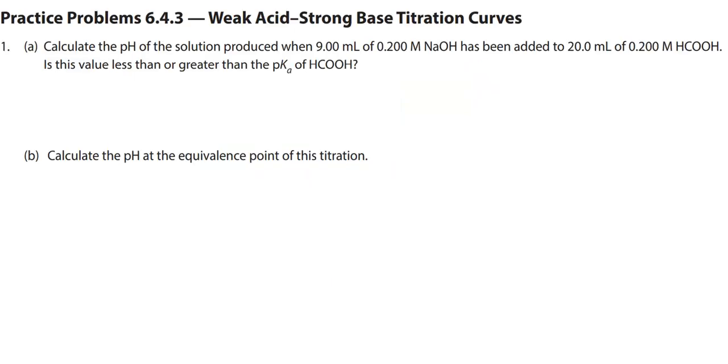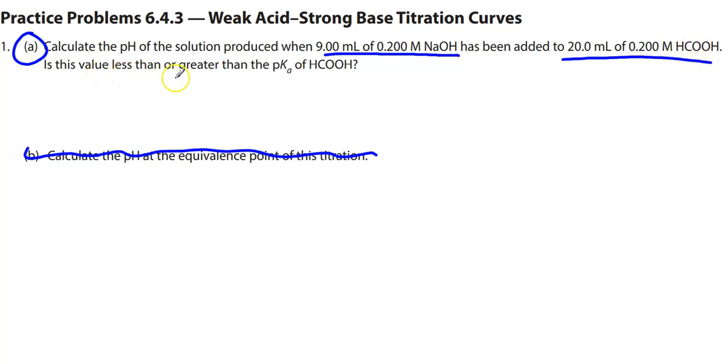Okay, we're going to do one at a time here. We're going to do 1A on this page, and then we're going to do 1B on the next page. It says, calculate the pH of a solution produced when we have this volume and this concentration of sodium hydroxide added to this volume and concentration of a weak acid. Is this value less than or greater than the pKa for methanoic acid?